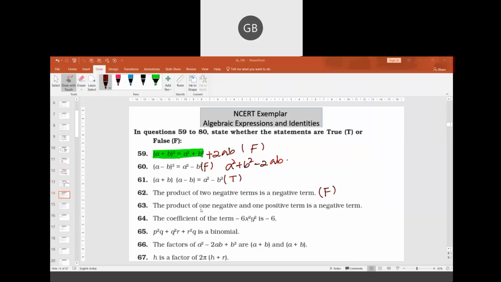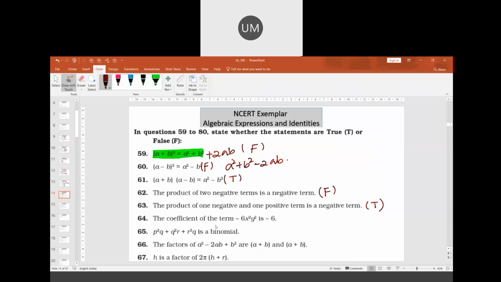True, sir. Ganesh, why is it true? Minus into plus is minus. Because minus into plus is equal to minus. Because one is negative and the other is positive. Minus into positive, plus into minus is equal to minus.